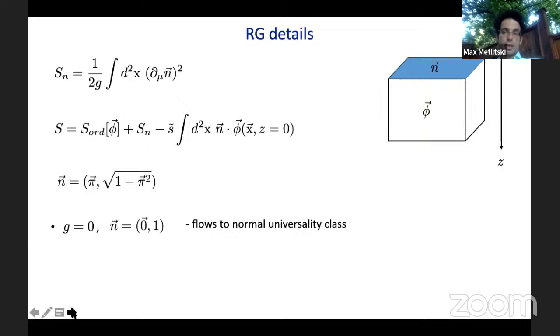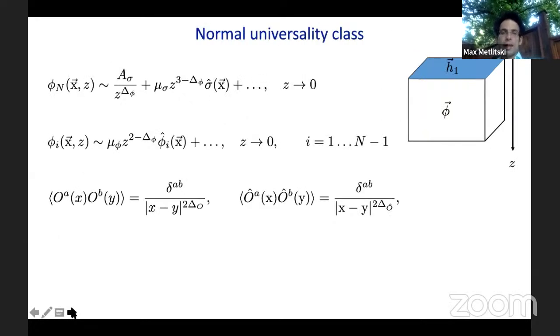Now, really, the reason that we can make progress is that we know a lot about the normal universality class. First of all, we know that for the normal universality class, again, remember, normal universality class means there is a symmetry breaking field on the boundary. First of all, the longitudinal component of the bulk field acquires an expectation value parameterized by this parameter a sigma here. And here I'm writing down the operator product expansion of the bulk fields near the boundary.